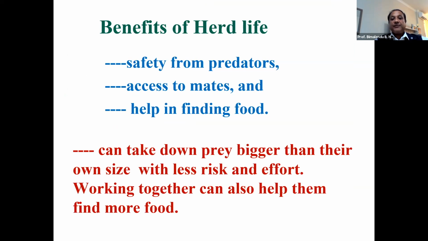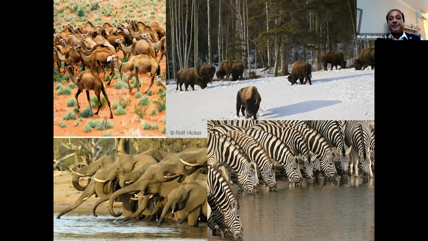Benefits of herd life: safety from predators, access to mates, and help in finding food. They can take down prey bigger than their own size with less risk and effort. Working together can also help them find more food. And so you can see the group activity, like when they are drinking, all are drinking. Okay, this type of very disciplined group you may not find in humans also. And then when they stop, all others will stop. Whether it's drinking water or walking, when they decide to rest, they will rest.